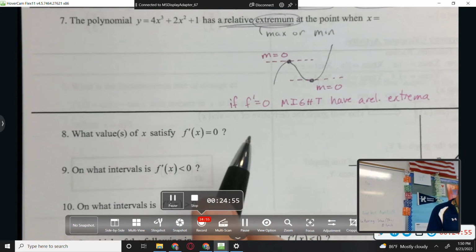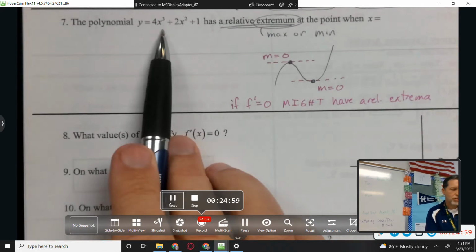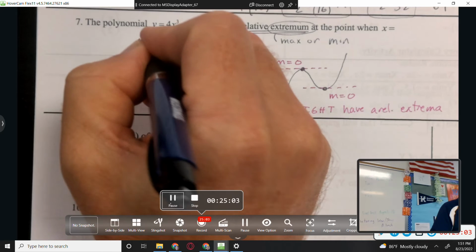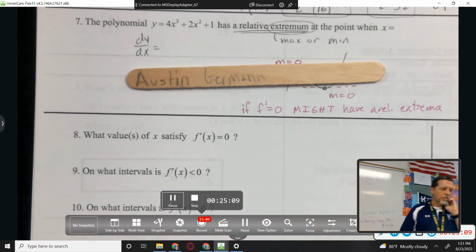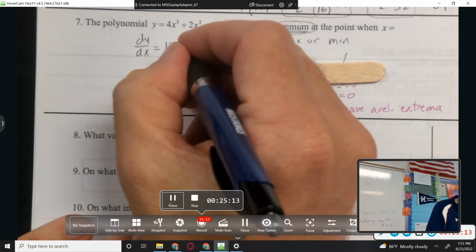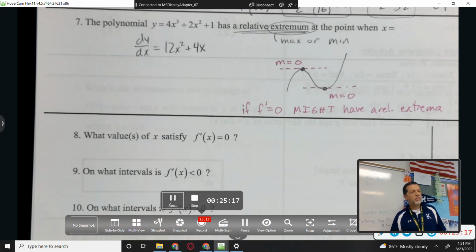So let's take a derivative, and what do you think we should do once we have the derivative? Set it equal to 0. Austin, how about telling us the derivative of that function? It's 12x squared plus 4x. Good. I wrote it as dy dx just because I like to mix up how we write derivatives just so that we stay familiar with all of them.